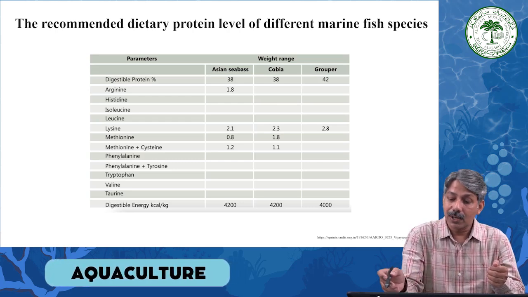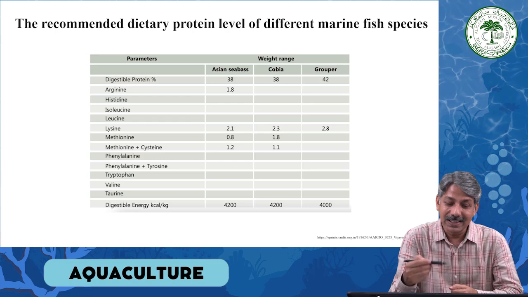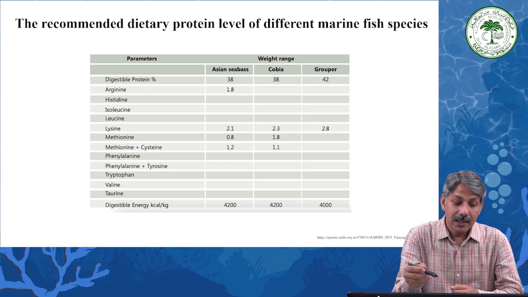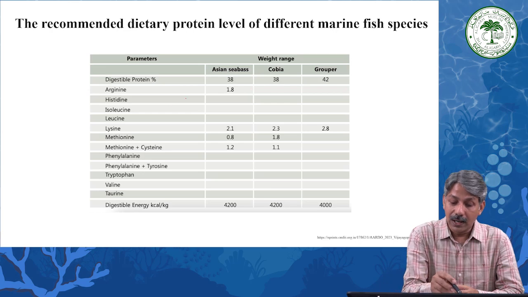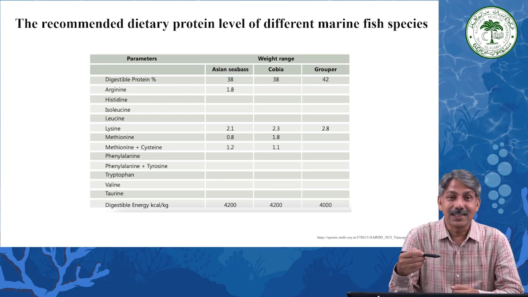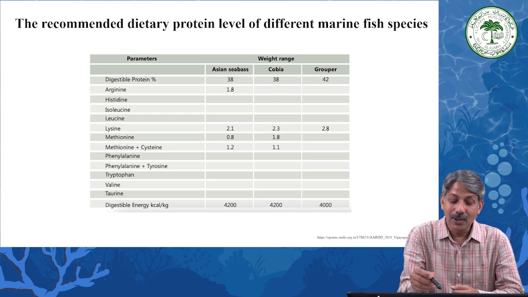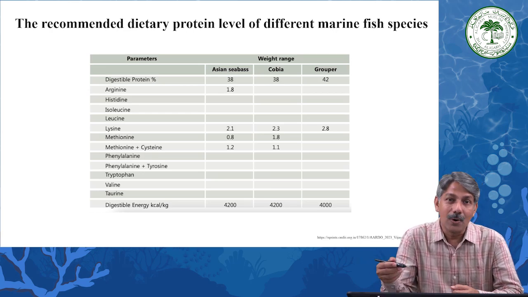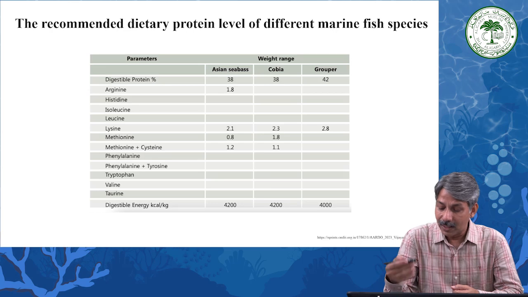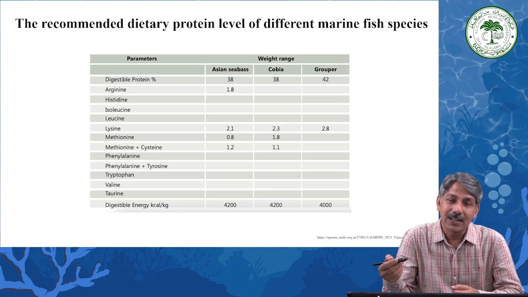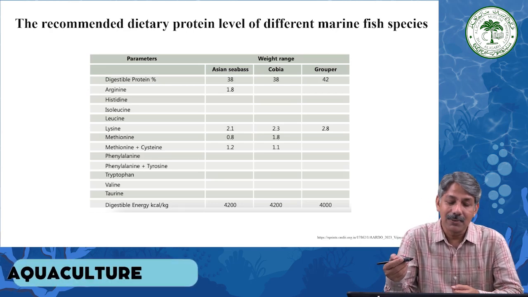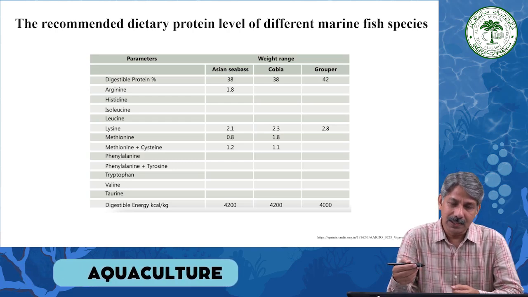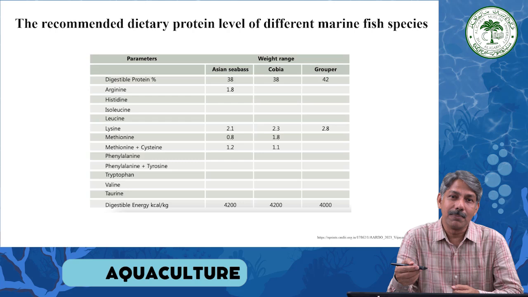Recommended dietary protein level for different marine fishes. Here you can see the kind of research gaps that we are talking about. We have digestible protein for all, but as far as essential amino acids are concerned, you will not find all the essential amino acids. But that is not the case now. For many species, we have essential amino acid requirements, but still we have a long way to go, and we need to work on more and more species in order to diversify the aquaculture practice and make it more profitable.